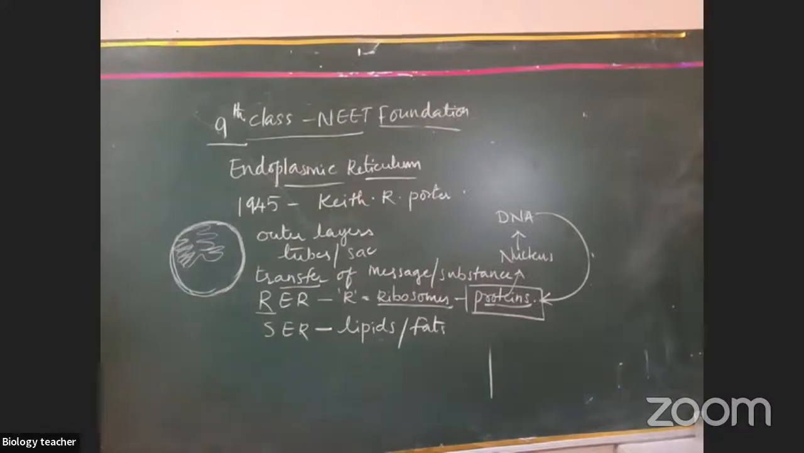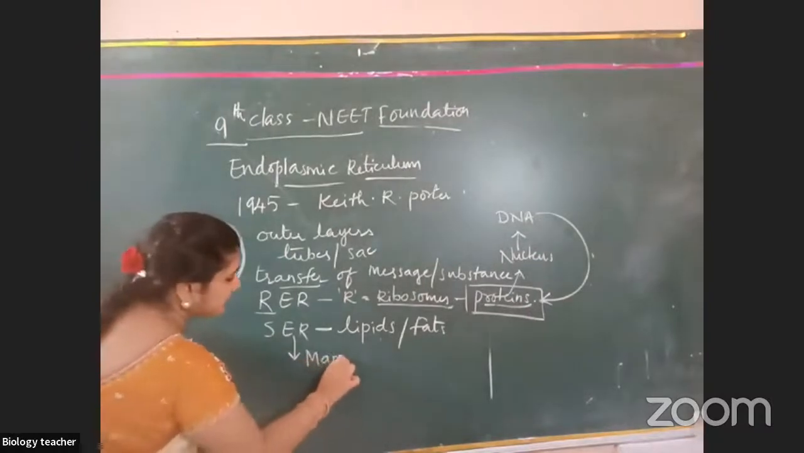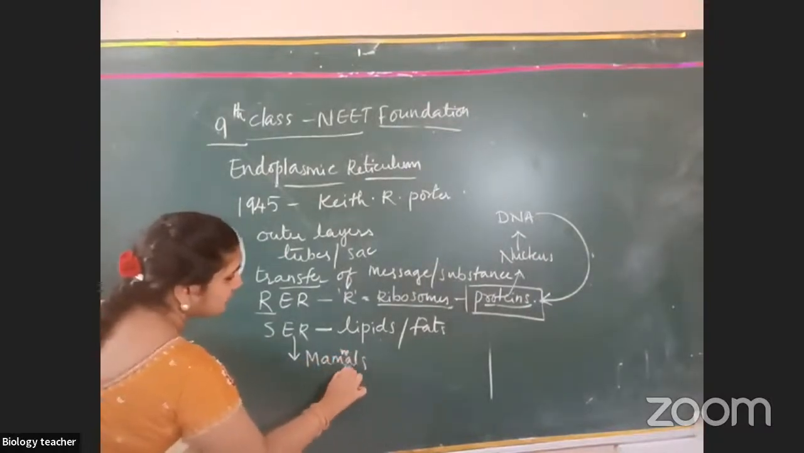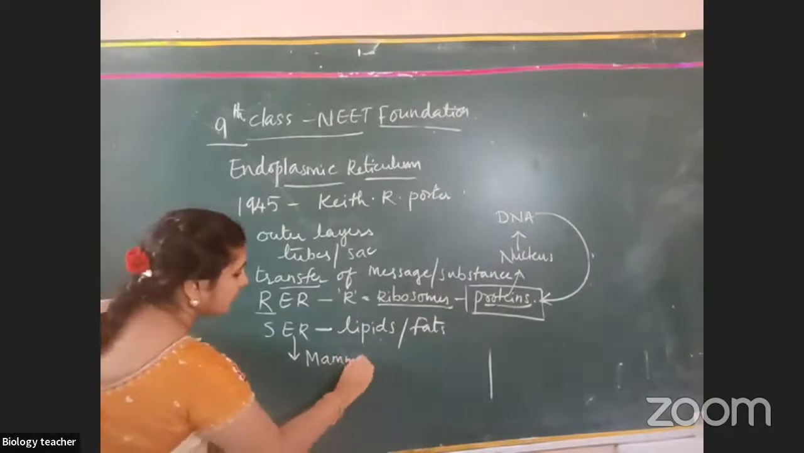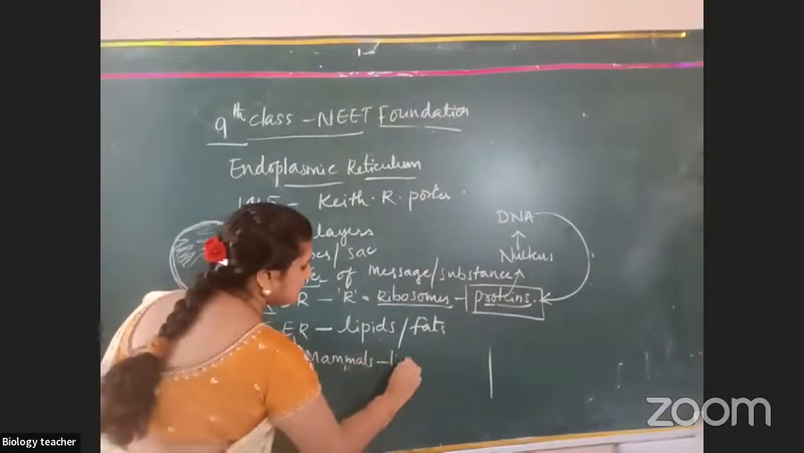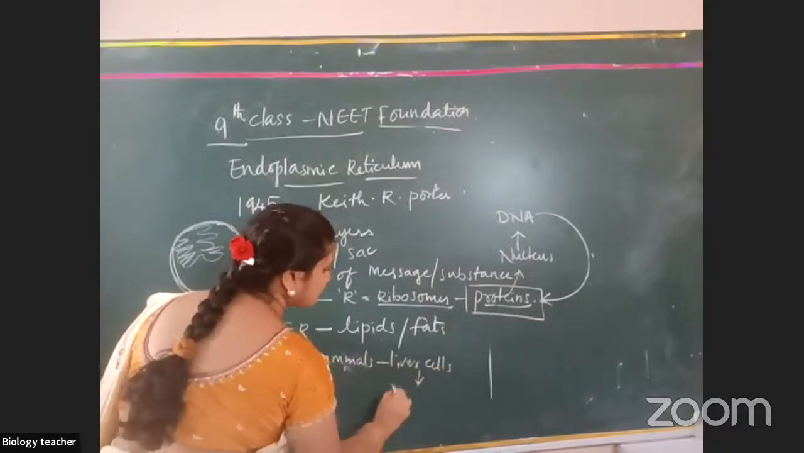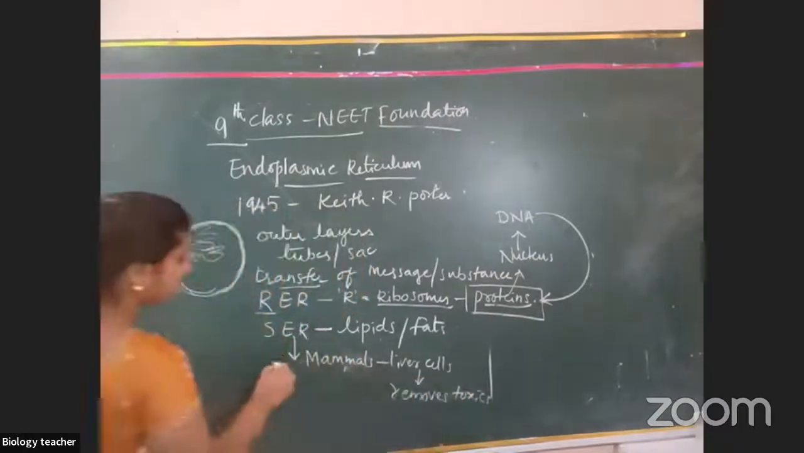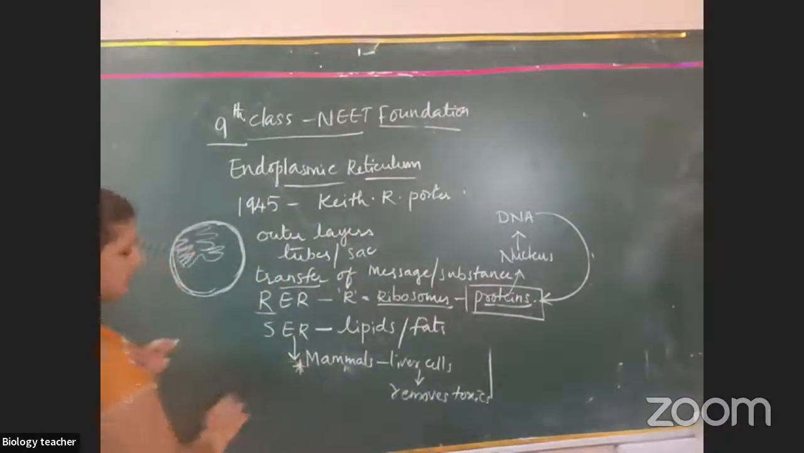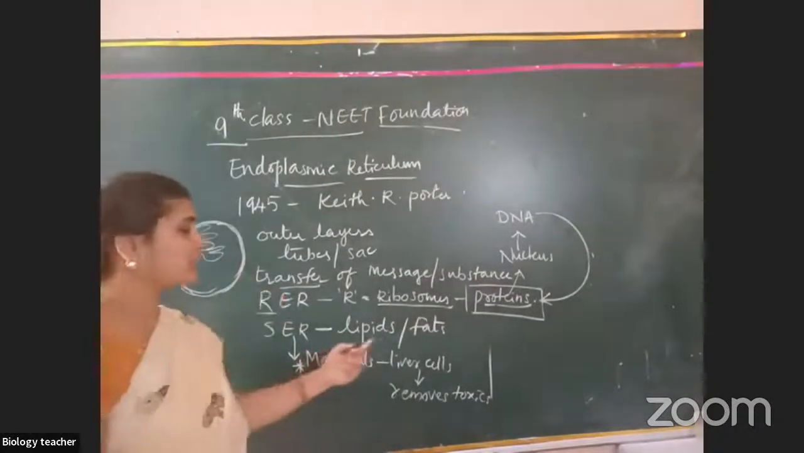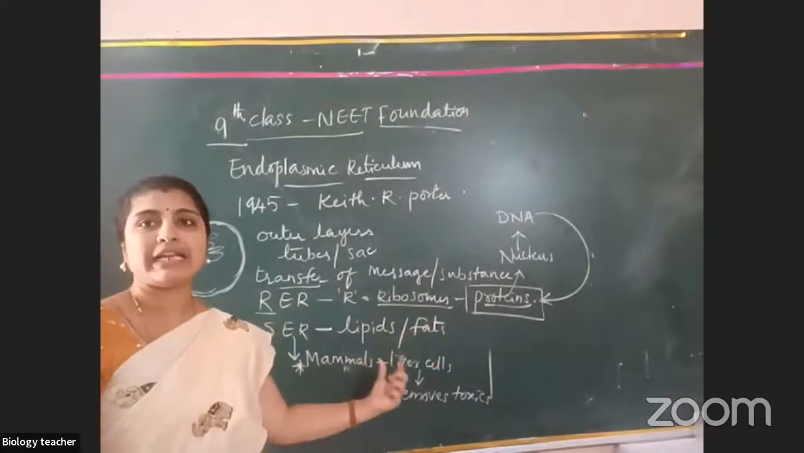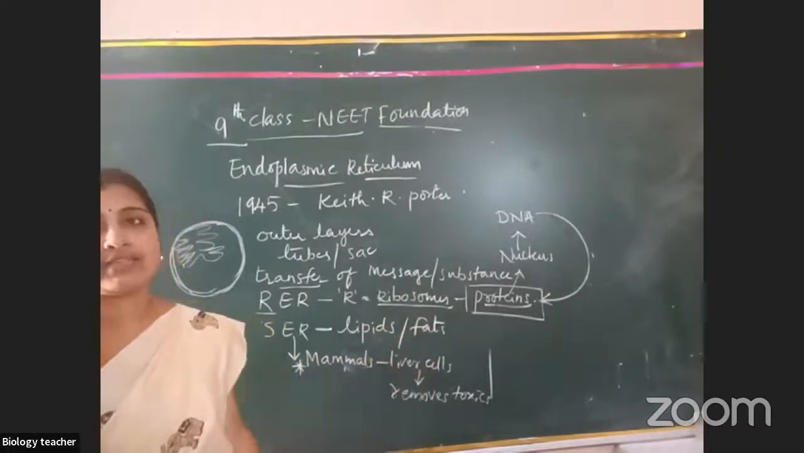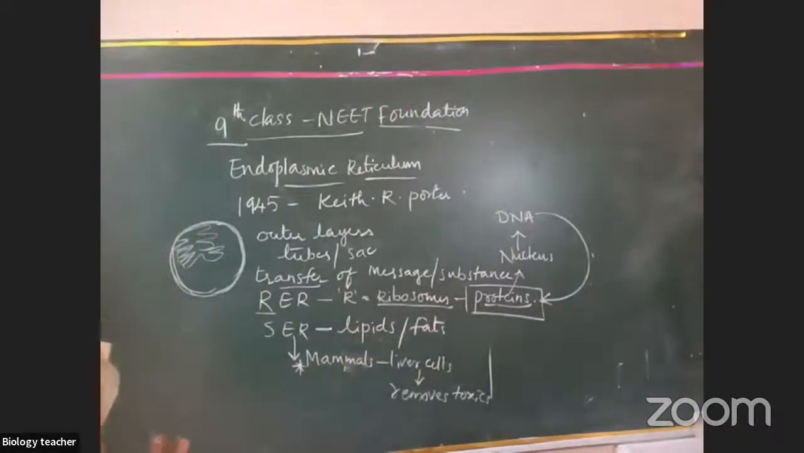This smooth endoplasmic reticulum, in mammals, in the liver cells, removes toxins. That is the special character. In all the cells, it performs only one function: preparation of lipids and fats. But in liver cells, it removes the wastes. Please note it down.